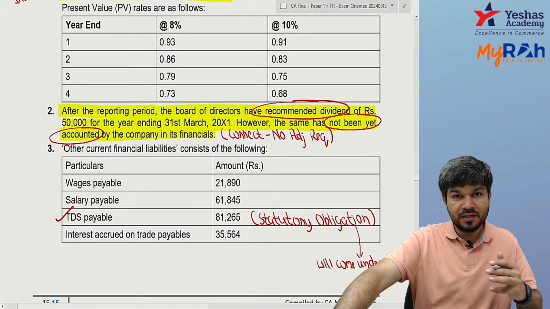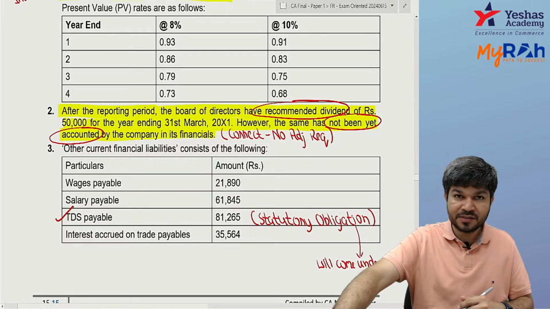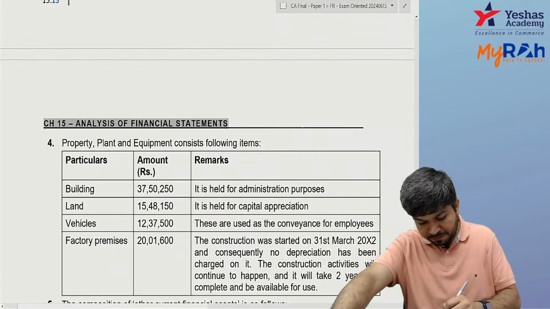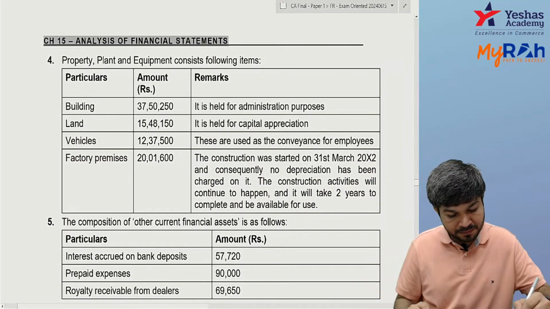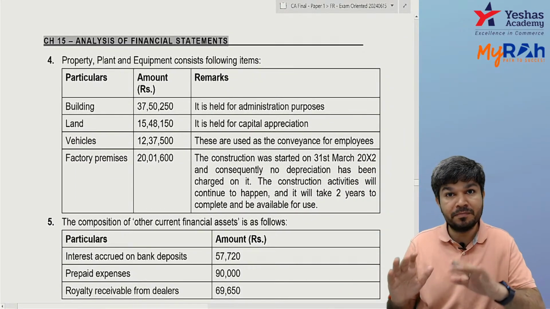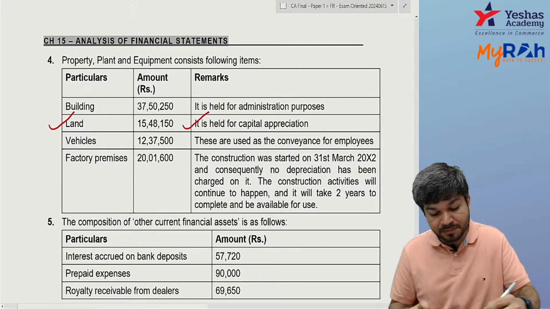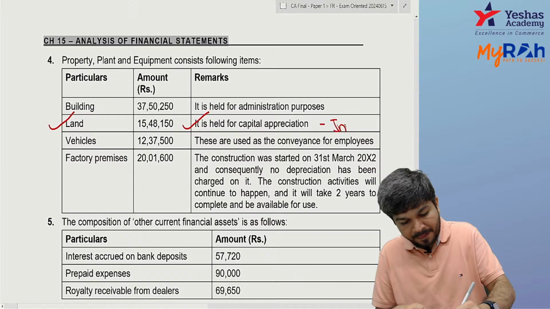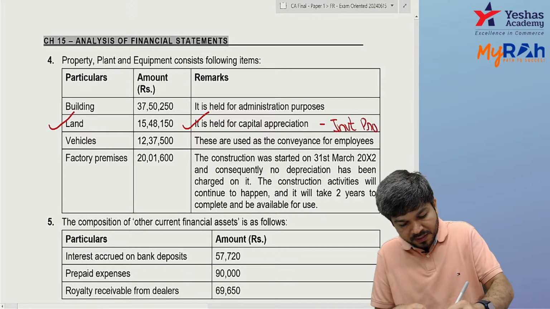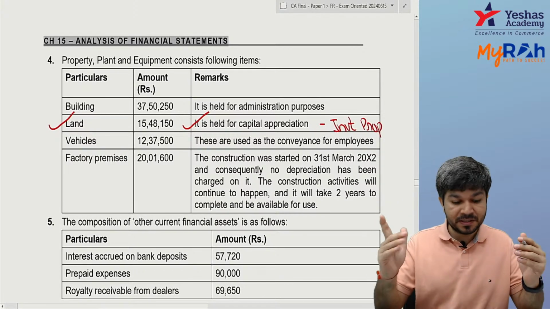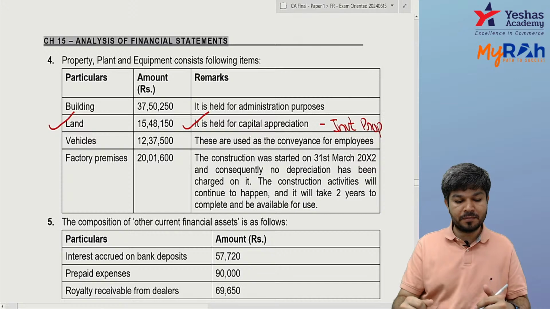Okay, interest accrued, it's a contractual obligation to pay cash, fine. Okay, PPE consists of the following. PPE में building held for admin purpose, PPE. Land held for capital appreciation, this is investment property, not PPE. Remove from PPE, show under investment property.